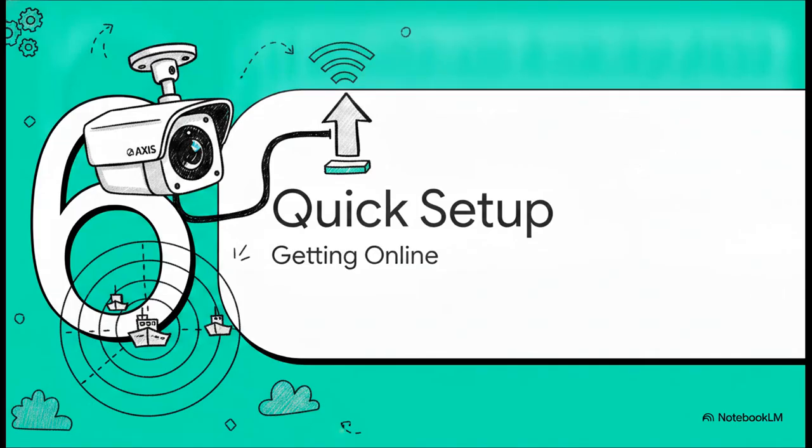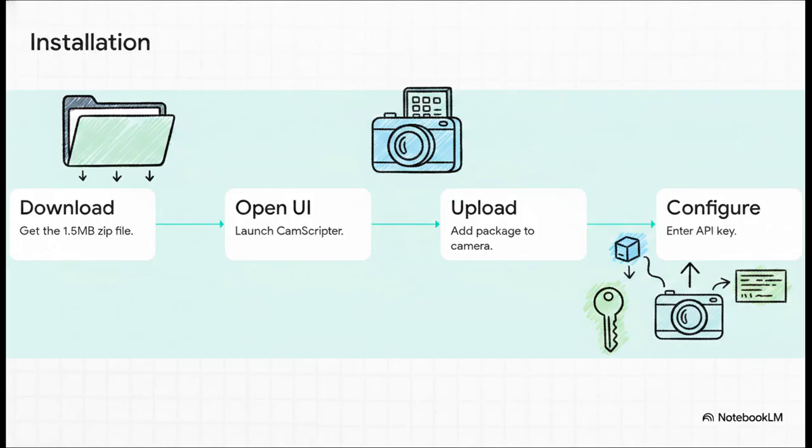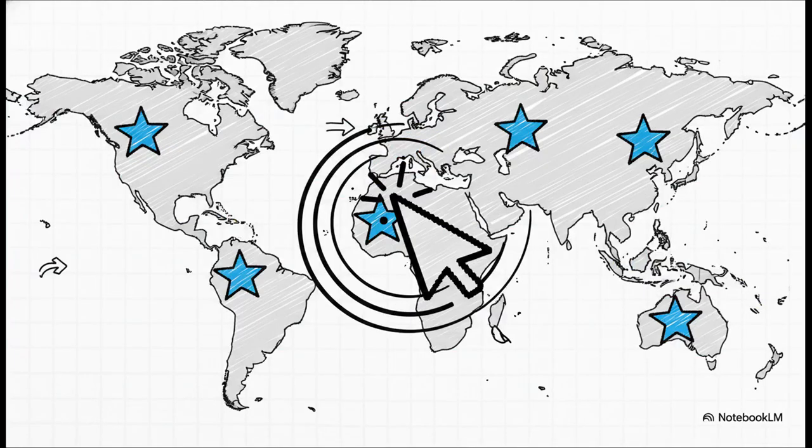Finally, Section 6, Installation and Quick Setup, getting your system online. Let's wrap up this explainer by walking through the remarkably quick process of getting this app installed. I promise installation is an absolute breeze. Because the entire package, including all the necessary modules, is bundled up into a tiny 1.5 megabyte file, getting started takes just a few clicks. You simply download the zip file, open CamScripter on your camera, click Upload, and paste in your free AIS key.